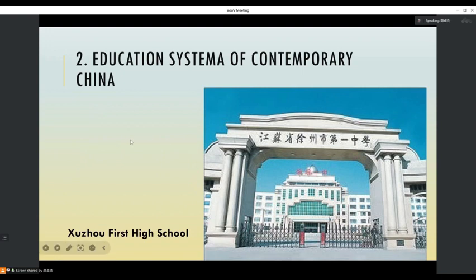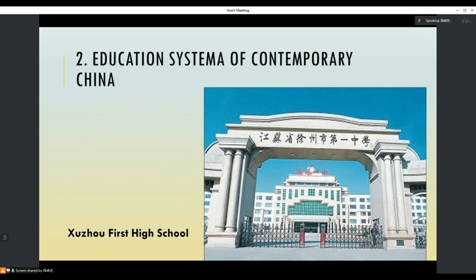This is the best high school in Xuzhou. Look at this picture. The best high school in Xuzhou.